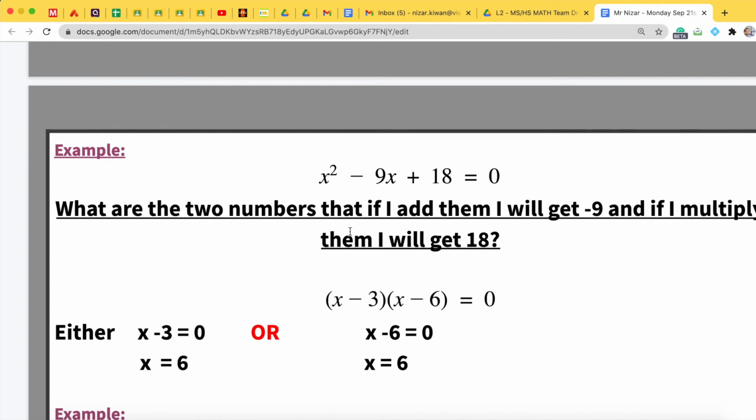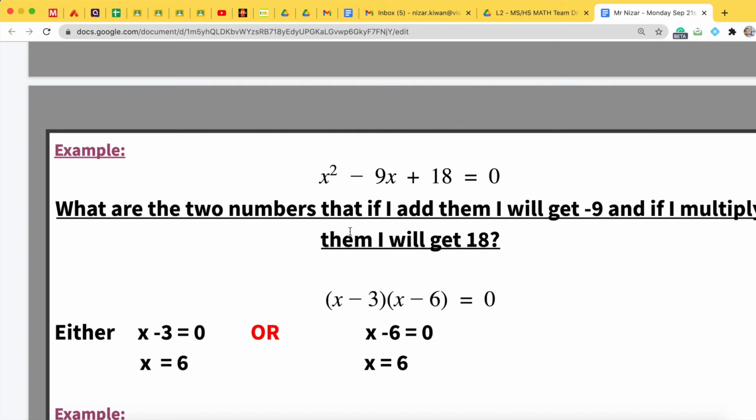What about 2 and 9? 2 times 9 is 18, but 2 plus 9 is 11. Wrong. What about negative 2 and negative 9? If you multiply them you will get 18, but if you add them you will get negative 11. Wrong. Let's change the plan.